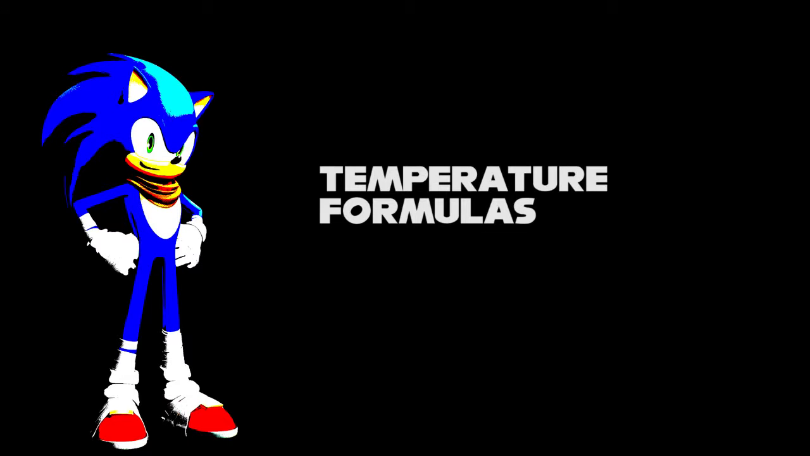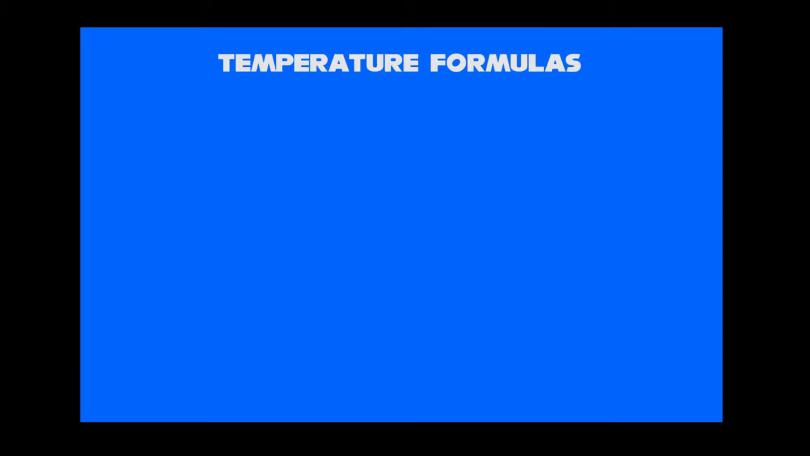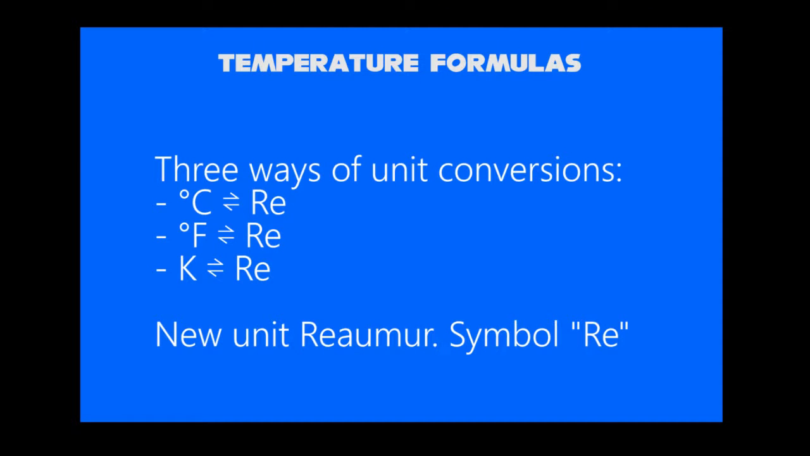Hello, we will now continue the next part. Converting with the units of Reaumur. Now we have a new unit called Reaumur. In part 1, we have found 3 formulas with the help of conversion with Celsius, Fahrenheit, and Kelvin. In this part, we will now convert Celsius to Reaumur, Fahrenheit to Reaumur, and Kelvin to Reaumur.